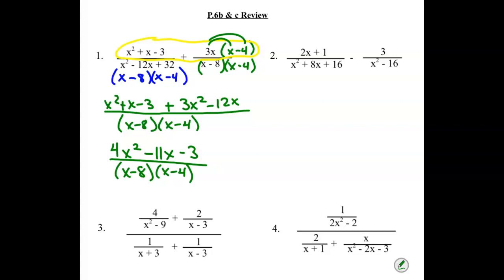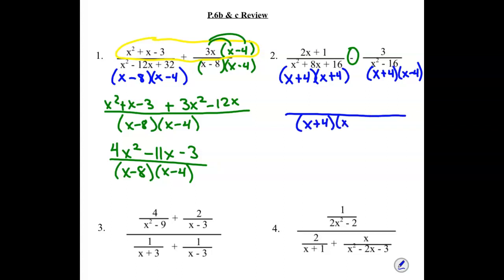Second one, notice we are subtracting. Our first step again is to get everything factored so that we can see what we need for a common denominator. So we would factor this into x plus 4 times x plus 4. And our second fraction factors into x plus 4 and x minus 4. Our common denominator then needs 2 of our x plus 4s, since our first fraction has 2 of them. And it also needs this x minus 4 piece that we have right here in our second fraction.